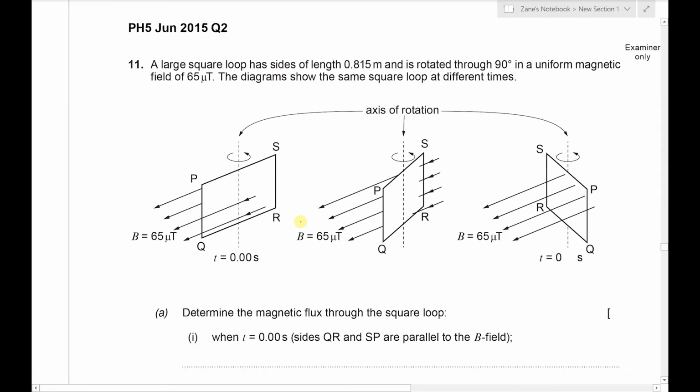And welcome to another WJEC A level physics question. This time is question 2 from June 2015's PH5 paper. It's a question on electromagnetic induction, which nowadays is in Unit 4.